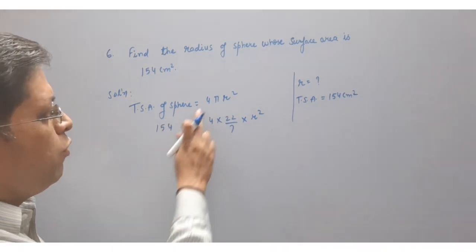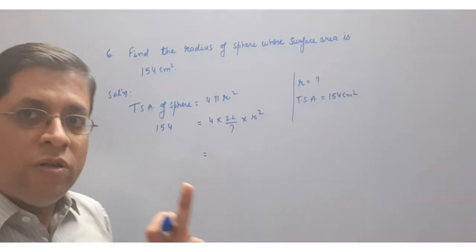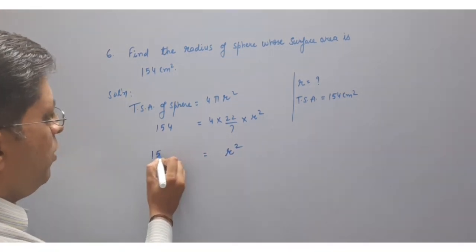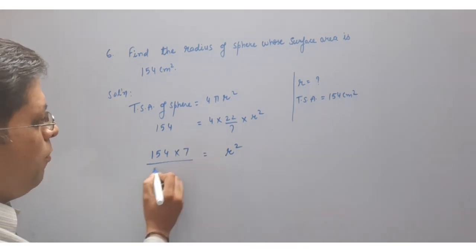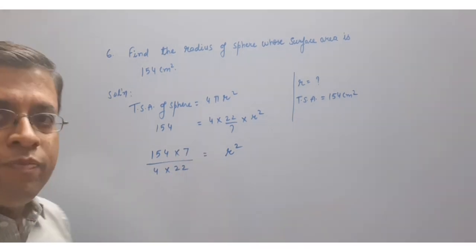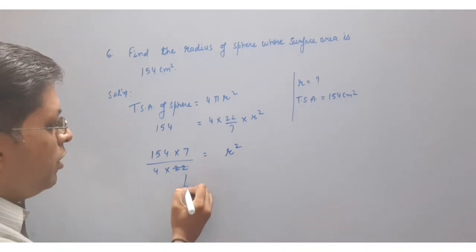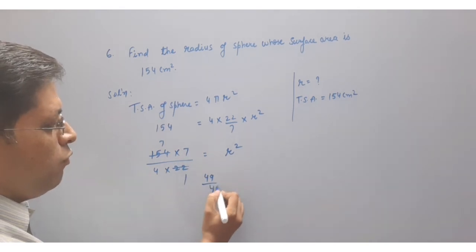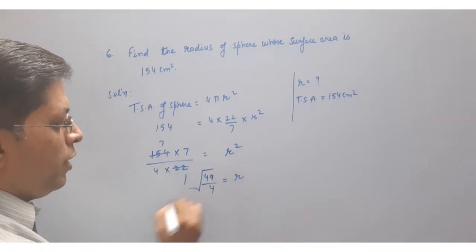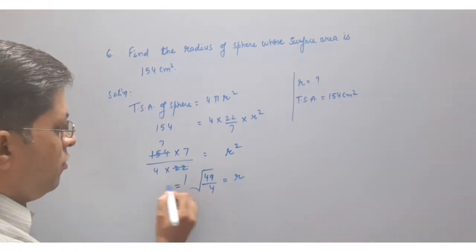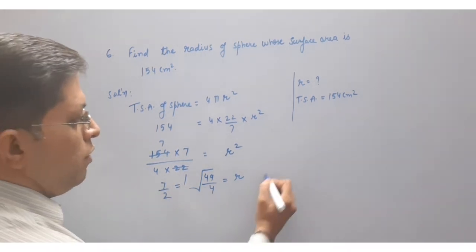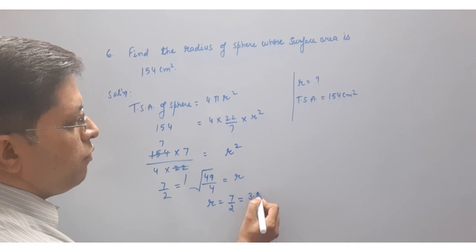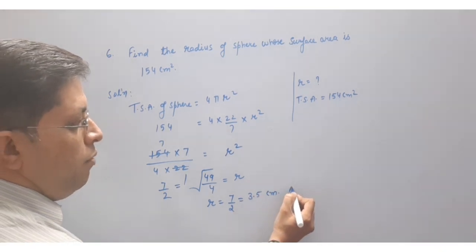TSA is 154, 4 as it is. Pi is value 22 upon 7, that we know. R square is this. Now I have to find r square. This will be 154 into 7 upon 4 into 22. Okay, then 22 was there, 22, 22, 7 there. This is your 49 upon 4. Then what will be r? I have to take square root. And this is your 7 upon 2. Then what is r? 7 upon 2 means 3.5. Unit will be centimeter.